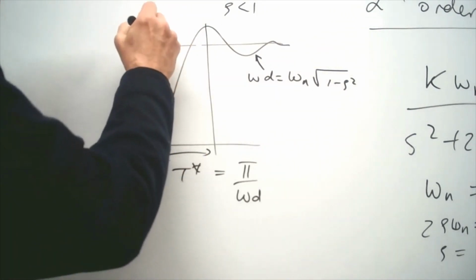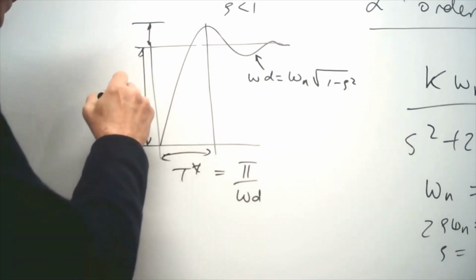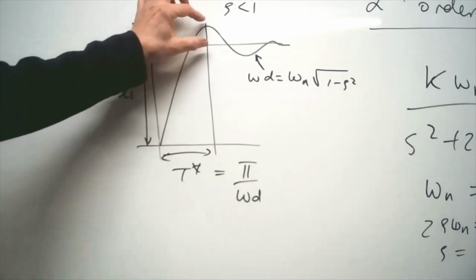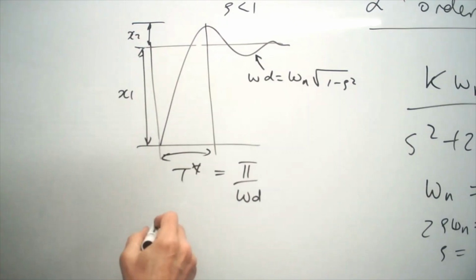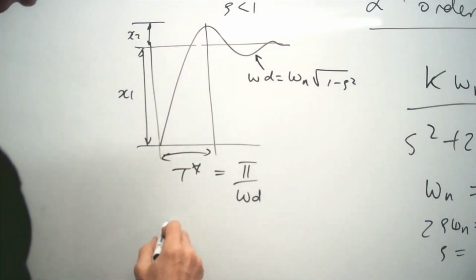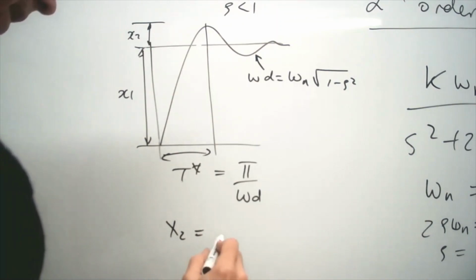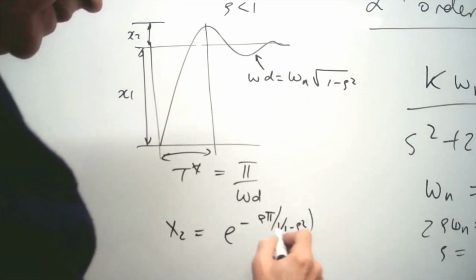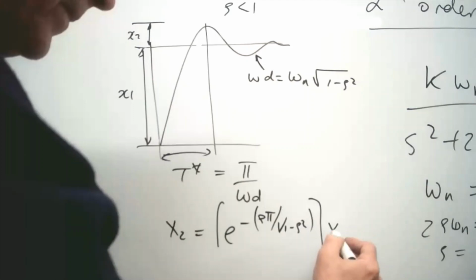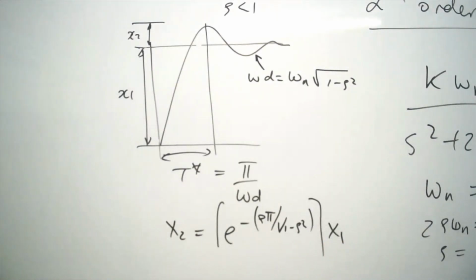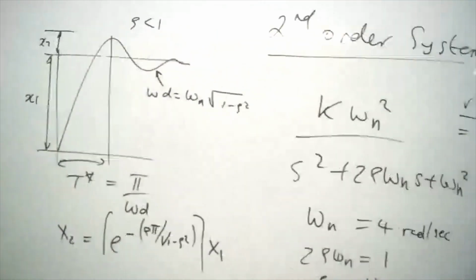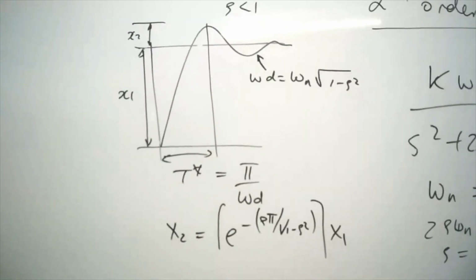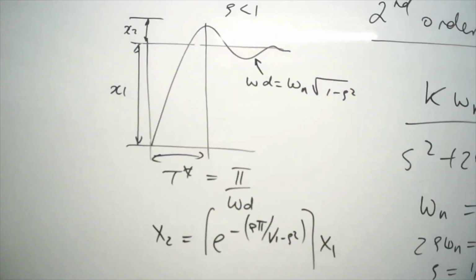That gives you the ratio of, say, x1, so it gives you the ratio of that distance to that distance. It tells you how big the peak overshoot is. And that's given by x2 equals e to the minus zeta pi divided by the square root of 1 minus zeta squared, multiplied by x1. So in addition to knowing the earlier equation, you also need to know all these equations as well. But they're all on the board there for you to see.